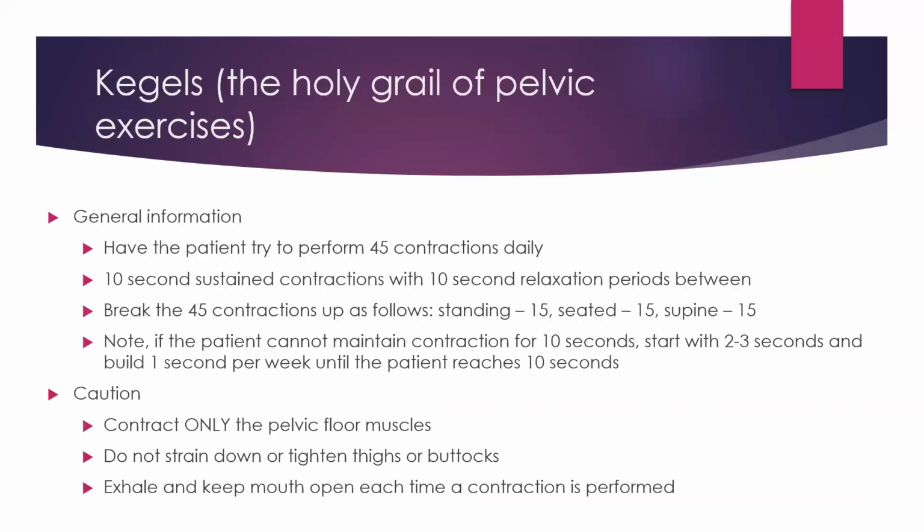So general information for Kegels, the holy grail pelvic exercise. The patient should perform 45 contractions daily. 10-second sustained contraction with 10 seconds relaxation between. So you break those 45 contractions down as following. 15 standing, 15 seated, 15 supine.